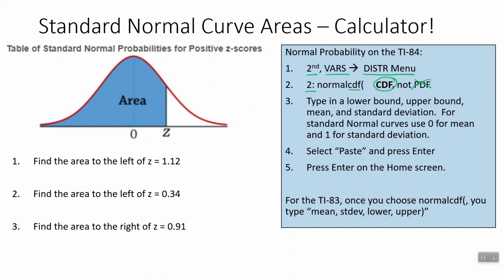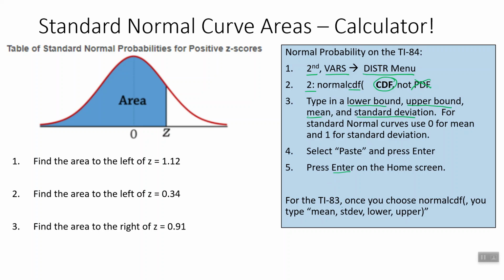Then it's going to ask us what our lower bound is, what our upper bound is, what our mean is, and what our standard deviation is. Sometimes it's a little trickier coming up with all the numbers. With the other method, we just needed the one number, the z, and then we had to figure out what side we were on. Once we put in all those numbers, we select paste or just press enter down at the bottom. Then it brings us back to the home screen, and we just press enter again.